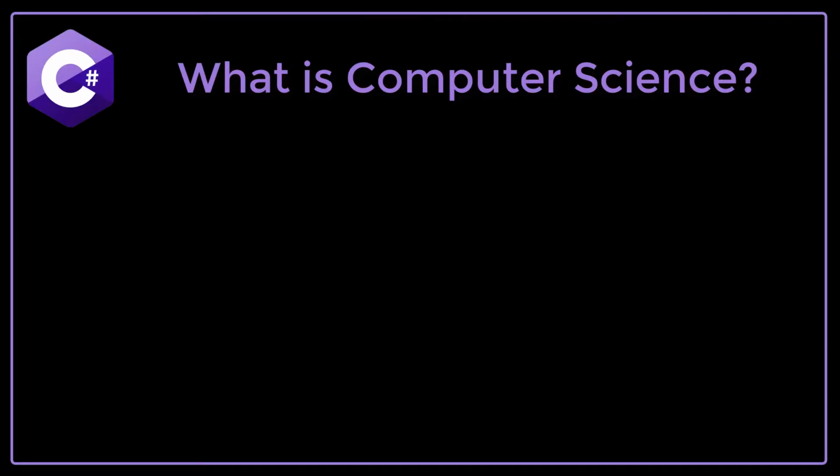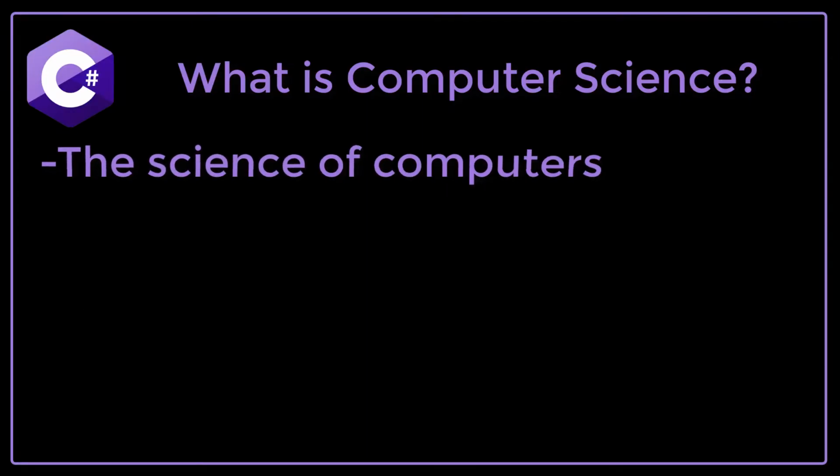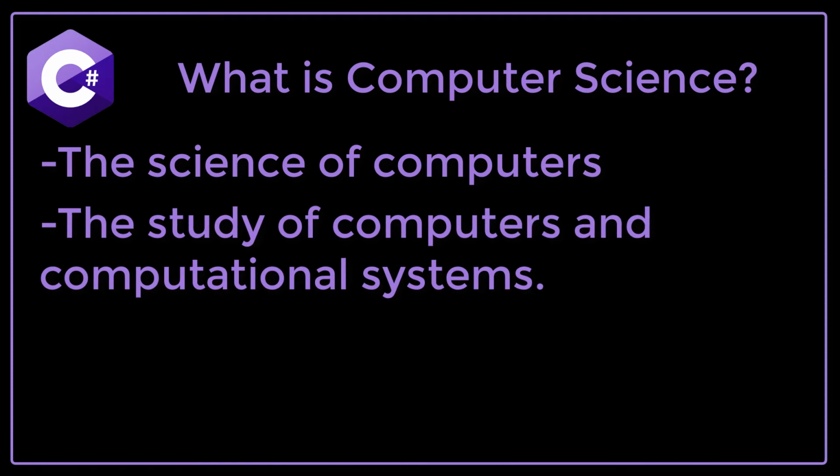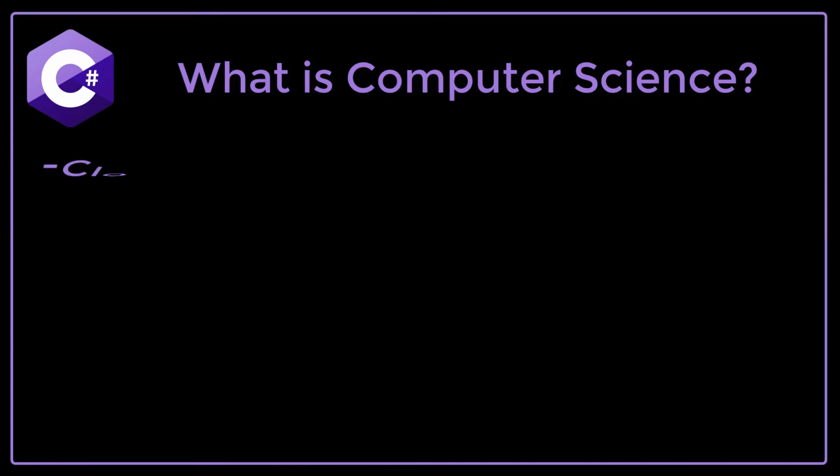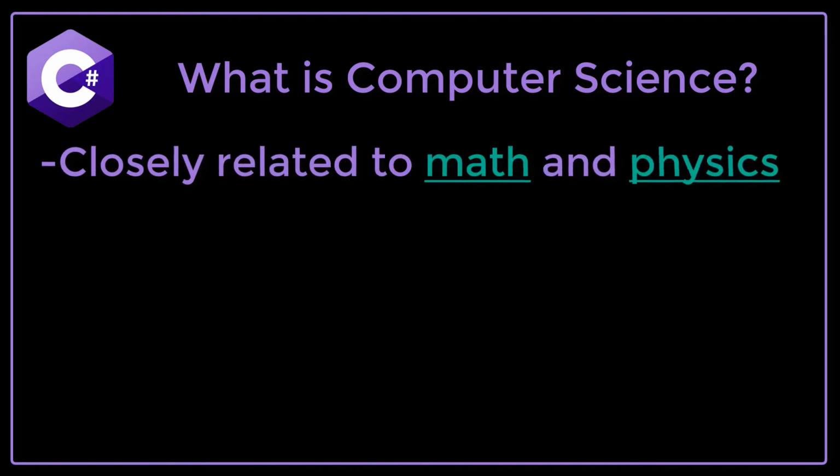What is computer science? Let's start by saying that computer science is the science of computers. To expand on that, computer science is defined as the study of computers and computational systems, and deals with the theory, design, development, and application of software. Computer science shares ties to its cousin subjects, math and physics, and often people interested in computer science are also passionate about math, physics, or both.